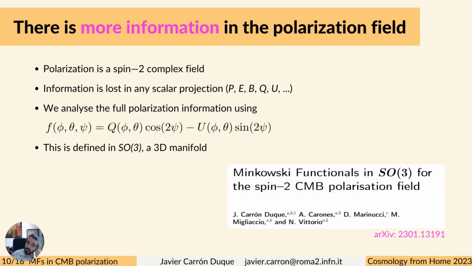And the way we do that is with a new formalism in the mathematical literature, which consists in considering the spin field, the polarization field, not as a complex field on the sphere, but as a real field on a higher dimensional manifold. This is SO(3). If you're interested, this is a three-dimensional space.